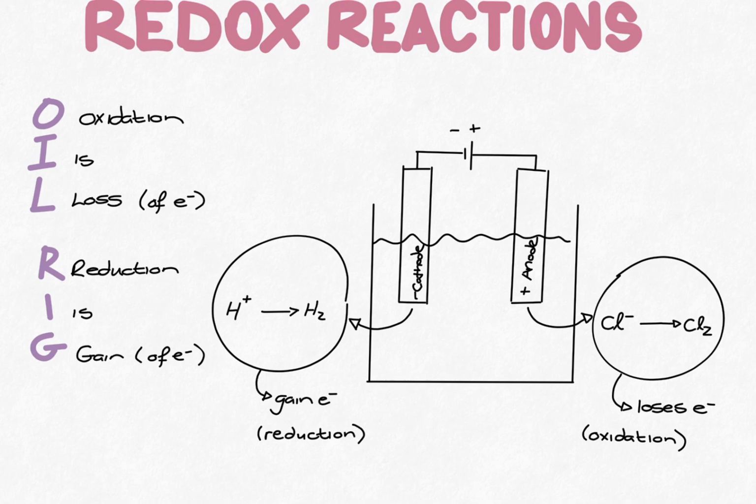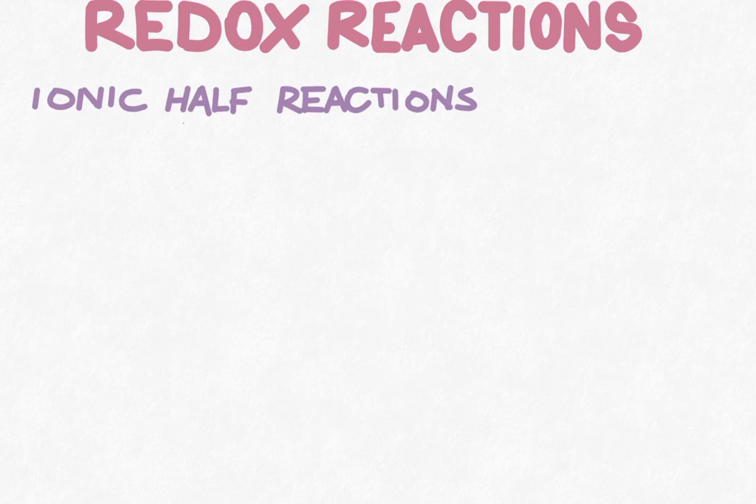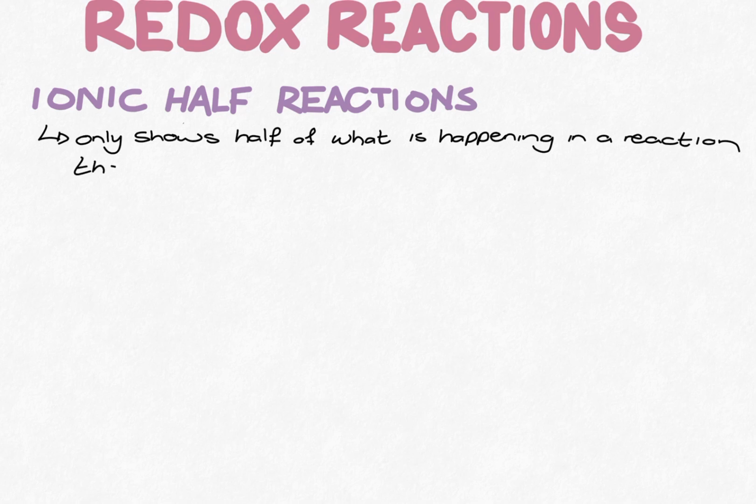Now, ionic half equations only show half of what is happening in a reaction that involves electron transfer. So the ionic half equation for oxidation will show the loss of electrons, and the ionic half equation for reduction will show the gain of electrons. So let's have a look at how we can write ionic half equations.